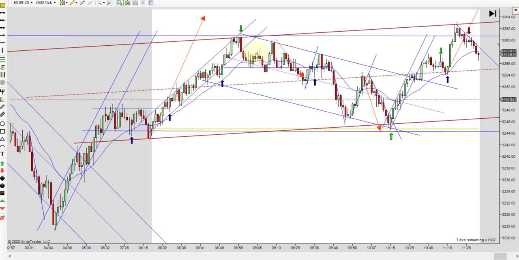Then we come down here and we're just kind of chopping sideways, and notice you got two legs there, but those two legs are one leg. And then you make this correction, and then you get another leg down with a couple of swings in it too. So there's a two-legged correction, but both legs have two legs in them too.